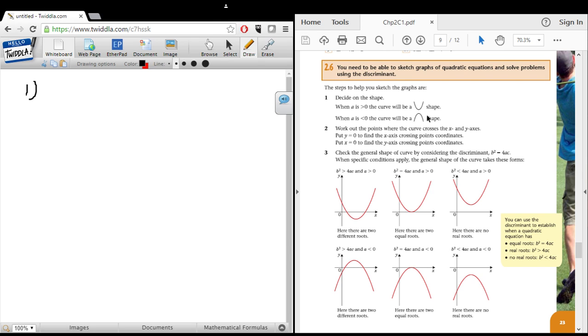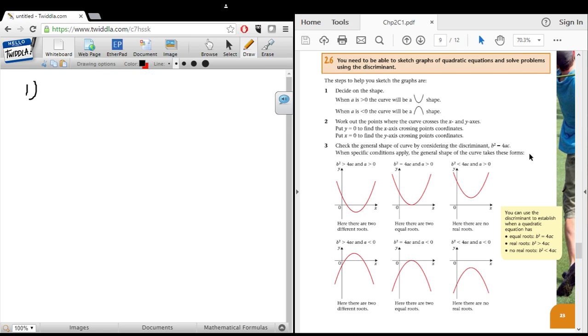Again, a U and an N is not a rigorous, technical term. It's just for me to give you the idea of what shape it will look like, and to make it easy for you to appreciate the idea that I'm trying to put across. Number 2 says work out the points where the curve crosses the x and y axis. We went through this last time in a previous video, where y is equal to 0 and x is equal to 0.